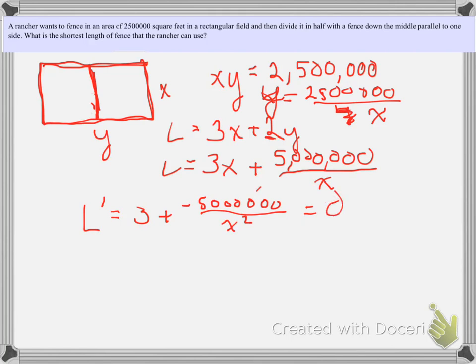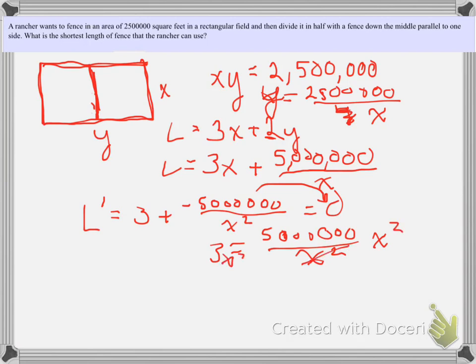So I would add this term over to the other side. So I got 3 equals 5 million over x squared. And then I'll multiply both sides by x squared to get the variable out of that denominator. So I got 3x squared.